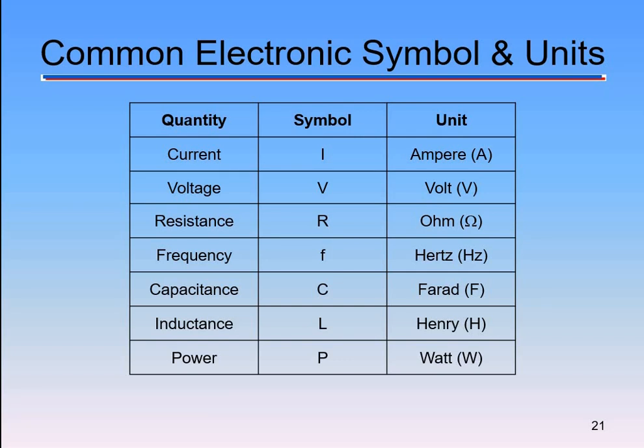Let's finish these out though. Capacitance, the symbol for capacitance is a large C, and the unit of capacitance is the farad, represented with an F. Inductance is an L, and the unit of inductance is the henry. And power is a capital P, used in all appliances and by the utility company. That's how you pay your electric bill, based on power and kilowatt hours. The unit is a watt, so a capital W.